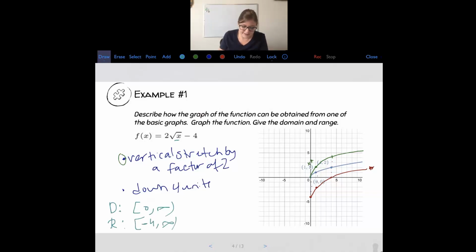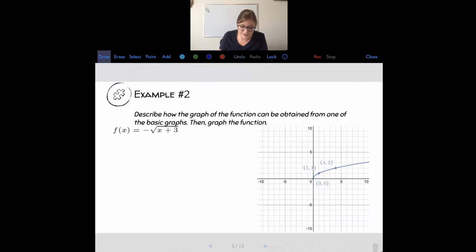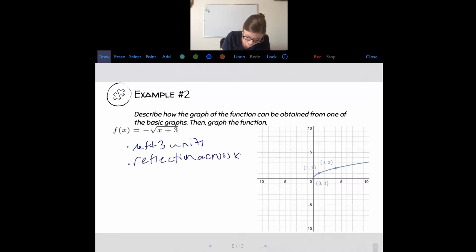Example 2, describe how the graph of the function can be obtained from one of the basic graphs, then graph the function. Again, we are working with the square root function as the basic graph. We take care of horizontal translations first, so moving left or right. We have x plus 3, so this is going to go to the left 3 units. And we have a negative out in front, which means that this is going to be a reflection across the x-axis. So this plus 3 is our left 3 units, and the negative is the reflection.